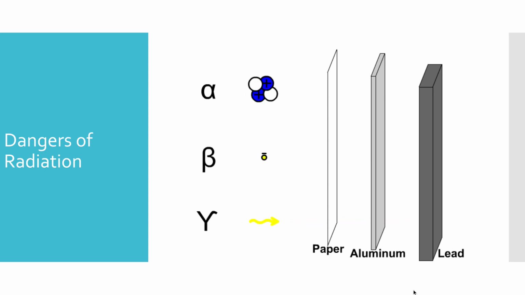And I hope that makes sense that the alpha particle is stopped by the thinnest thing because it's really big, so it's not hard to stop it, right? Beta particles are smaller, so they can get through the paper and get stopped by aluminum. Gamma particles, because they have no mass, basically, can go right through paper or aluminum and are only stopped by lead. And that means that while all of them are dangerous, they're dangerous in different ways.